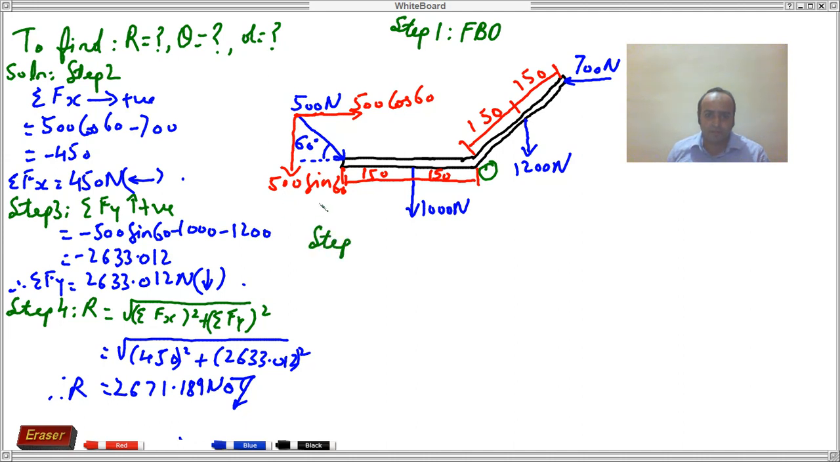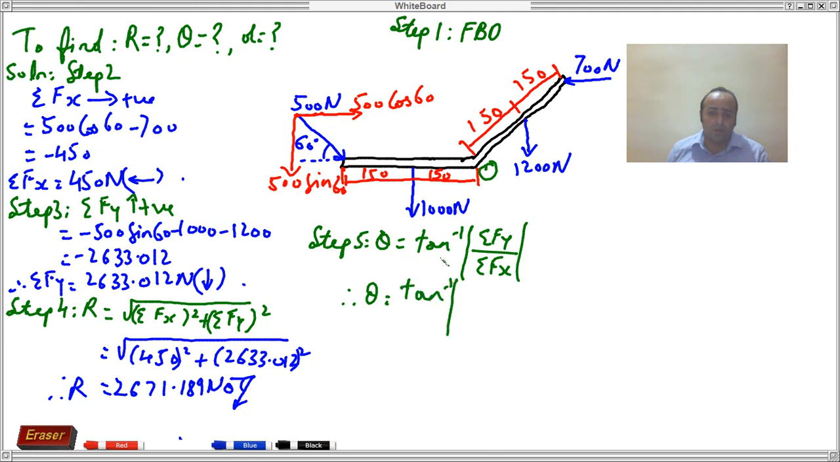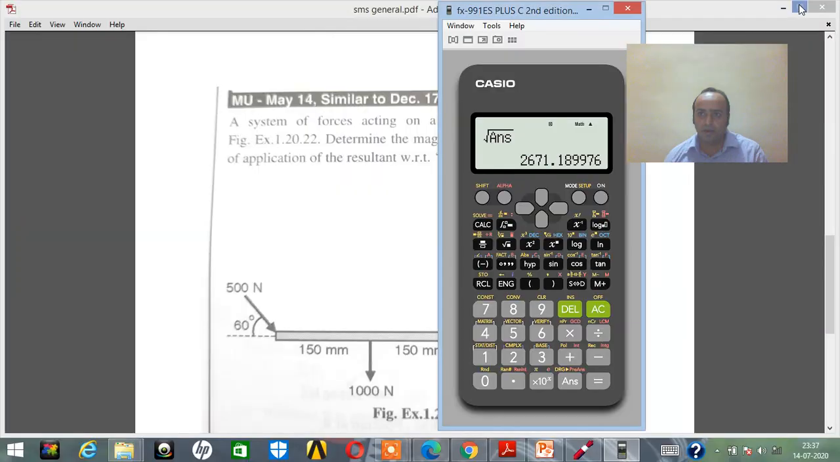Step 5 is nothing but finding out theta. Now that is direction. Theta is equal to tan inverse of modulus of summation Fy divided by summation Fx. Therefore, theta is equal to tan inverse of, since we are taking in magnitude, only the positive values are expected to be taken. No sign of it is expected to be taken. Divided by 450.